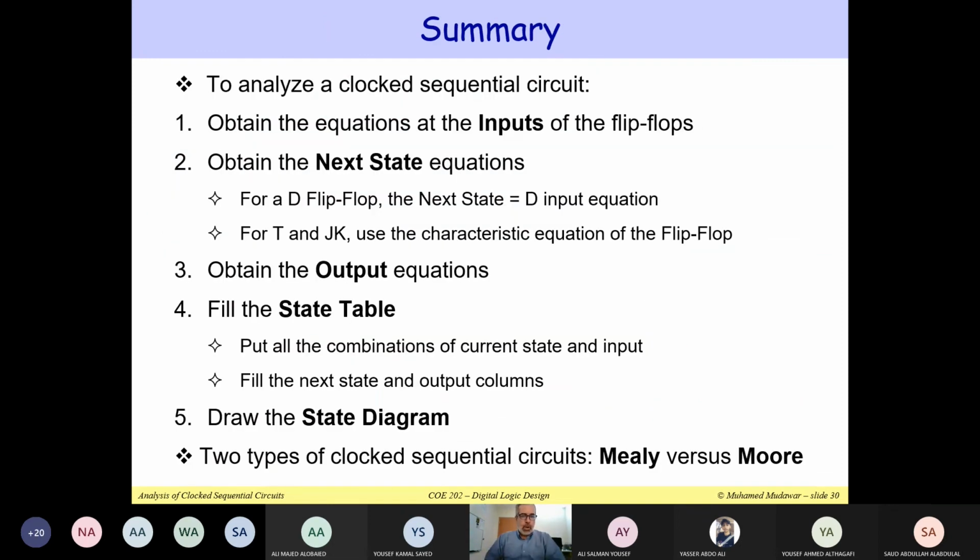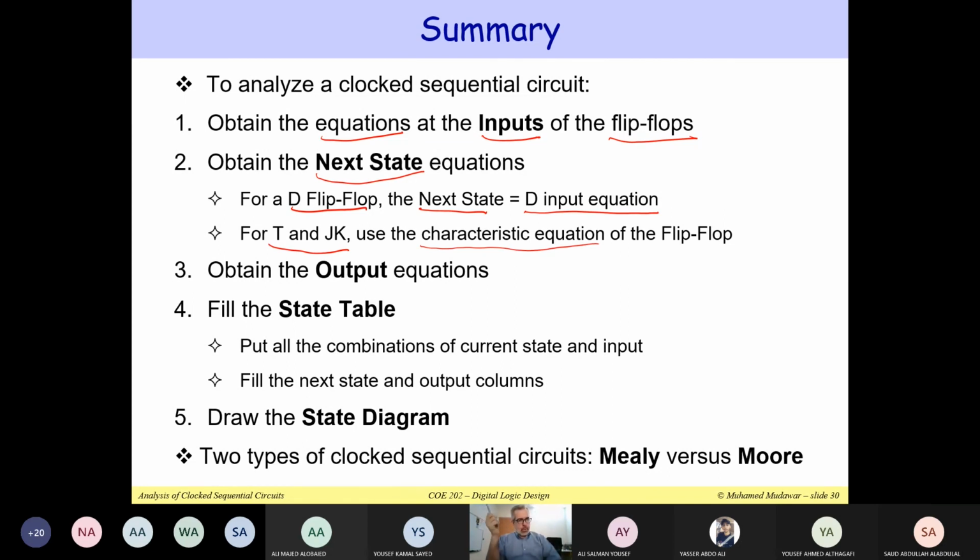So in summary, what we have done is that we have analyzed clocked sequential circuits. The first step is to obtain the equations at the inputs of the flip-flops, and then we obtain the next state equations. Now, in the case of D flip-flops, the next state equation is equal to the D input equations because this is the characteristic equation of the D flip-flop. So the D flip-flop is so simple to analyze. When you obtain the equation at the D input, it is the next state. In the case of a T and the JK, we have to use the characteristic equation of the flip-flop.